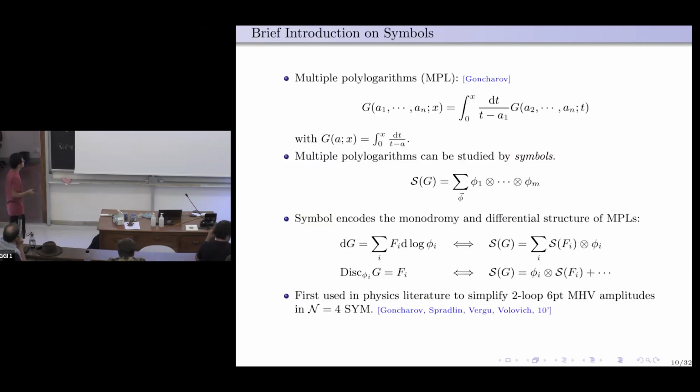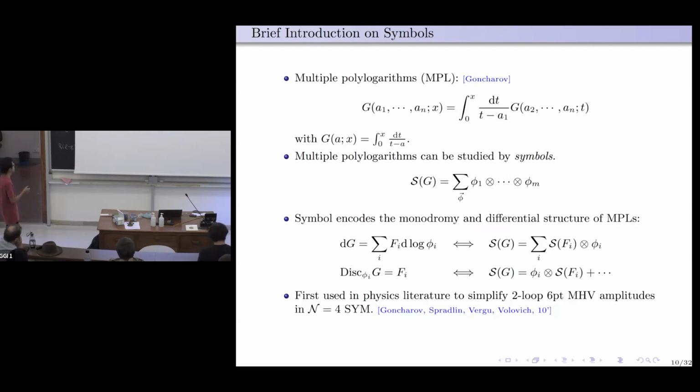Okay, so first of all, let me briefly introduce multiple polylogarithms. Multiple polylogarithm is just a recursive integral on these rational differential forms, and these multiple polylogarithms can be studied by using symbols, which were first introduced in the physics literature by Sasha Goncharov, Mark Spradlin, Christian Vergu, and Anastasia Volovich to simplify the two-loop 6-point MHV amplitudes from 60 pages into a few lines, 2-3 lines. So it will be a very useful technique to study these functions.